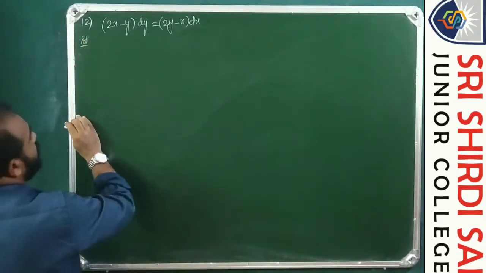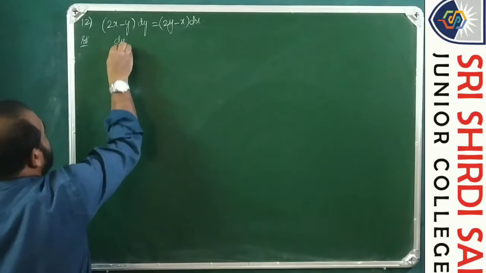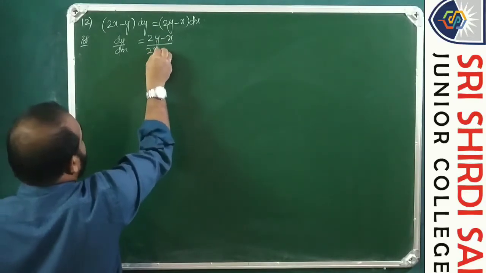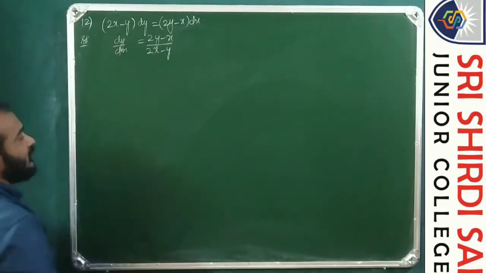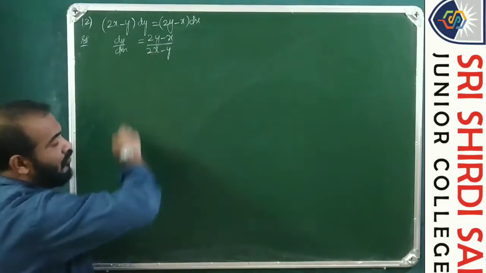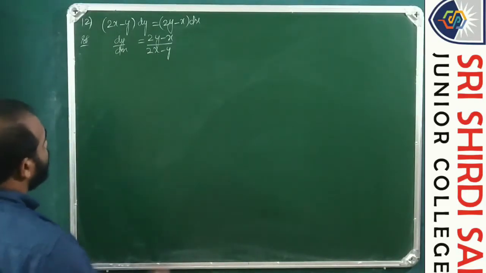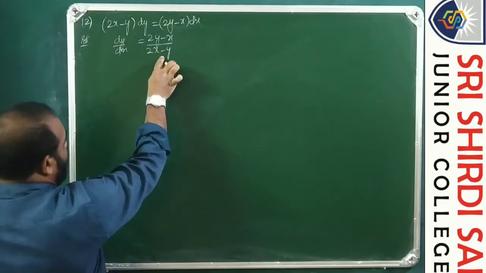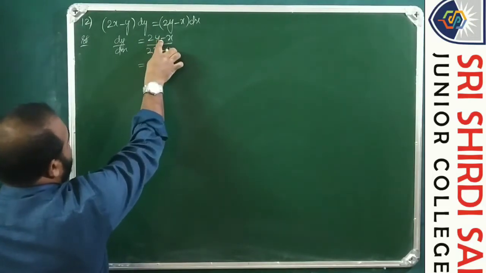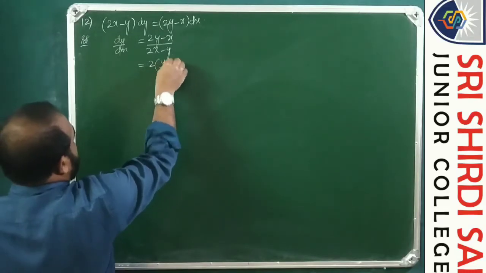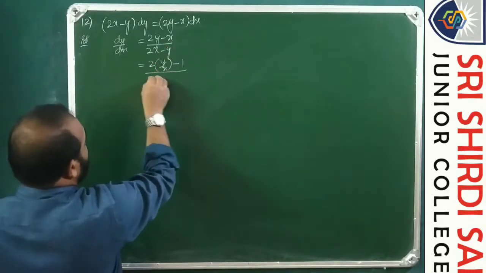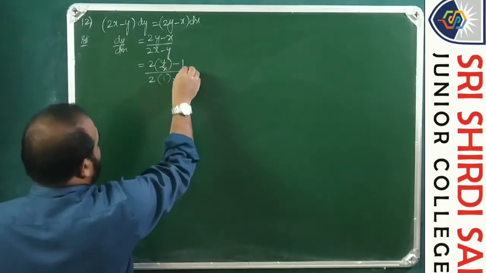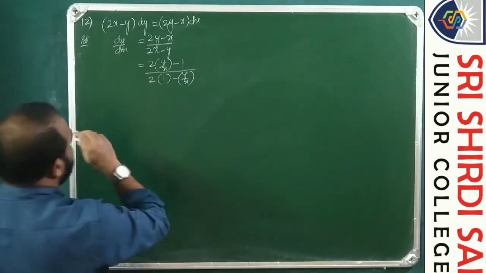This is equal to dy by dx is equal to 2y minus x by 2x minus y. Since this is dy by dx, we need to express that into the form of f of y by x, for which I will divide both numerator as well as denominator by x. Then 2y by x minus x by x, 1, by 2 x by x is 1 minus y by x here. This is equal to dy by dx.